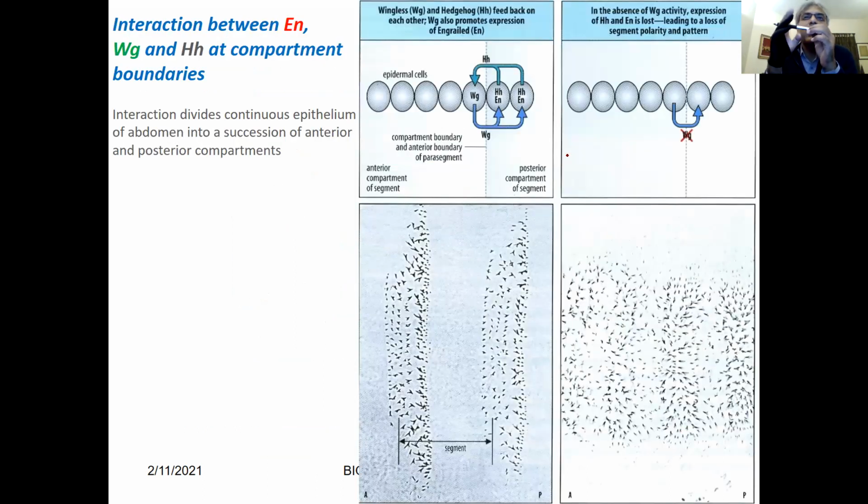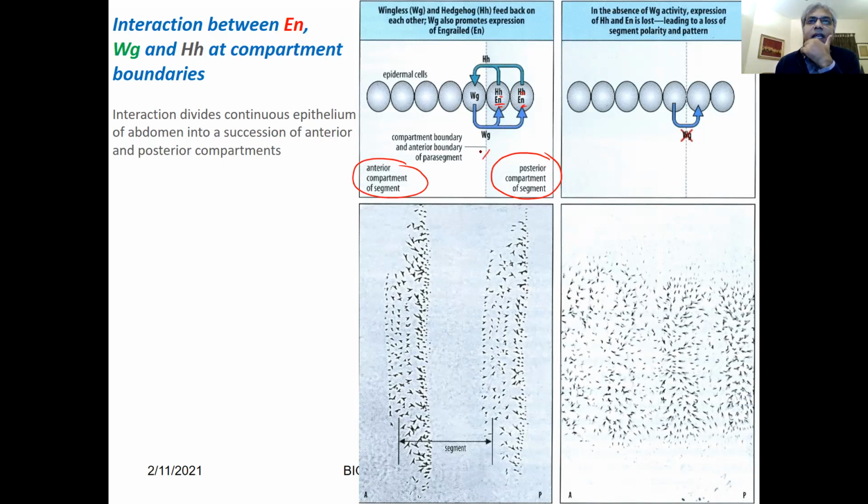Now, this is what I was explaining to you there. So if this is the posterior compartment of a segment, this is the anterior compartment of the segment. So you will have engrailed, which activates hedgehog. Hedgehog diffuses. This line is basically the cell lineage restriction or compartmental boundary. Hedgehog diffuses and activates wingless. Wingless then diffuses and activates engrailed here, which activates hedgehog.